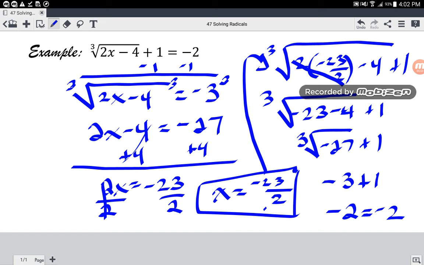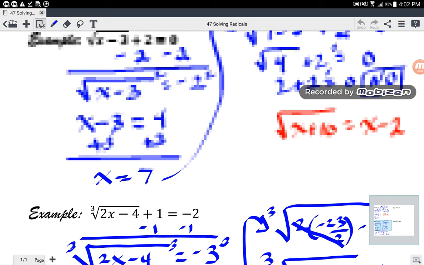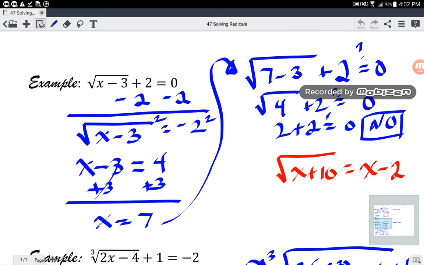Now this third and final example I want to show you, this is going to be an example where you actually have to solve a quadratic somehow to get the solutions.